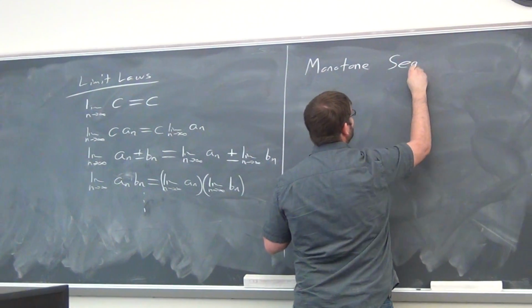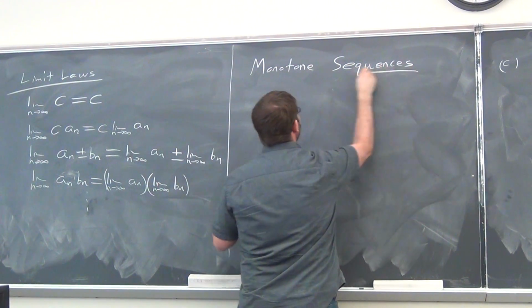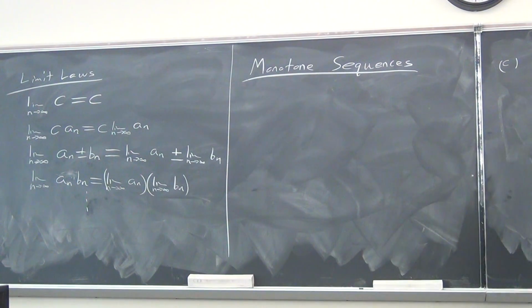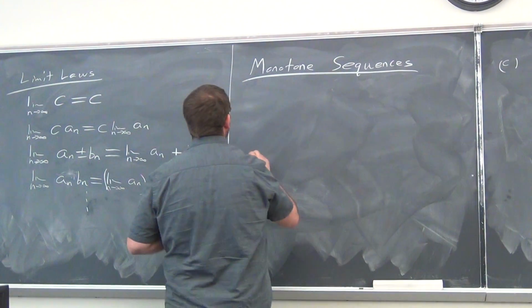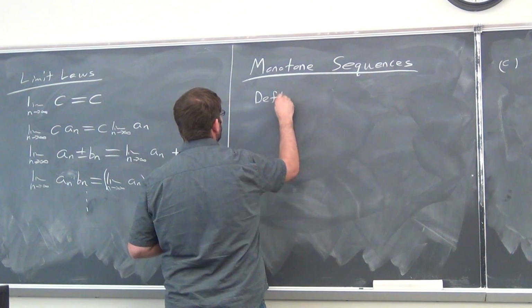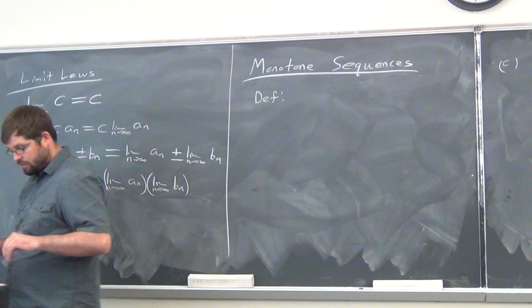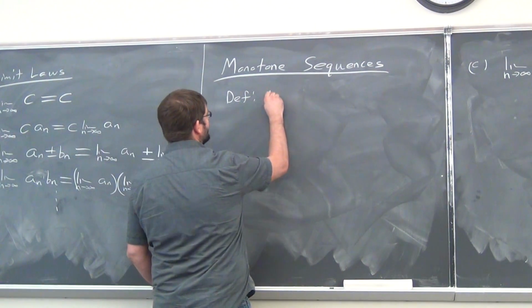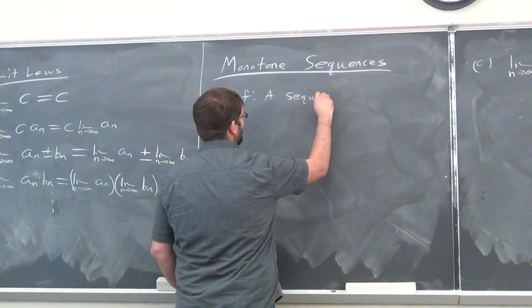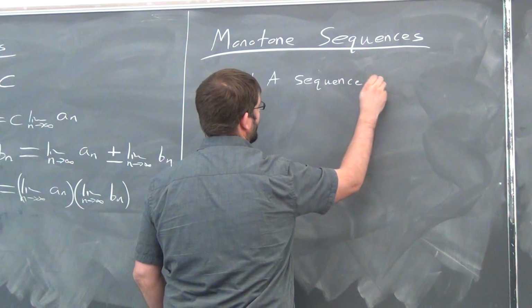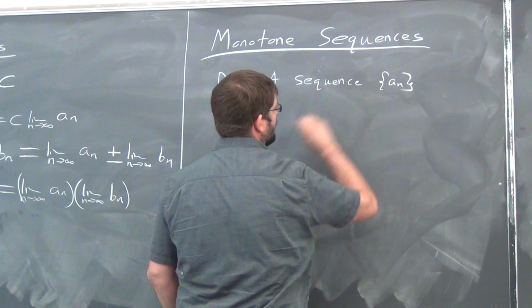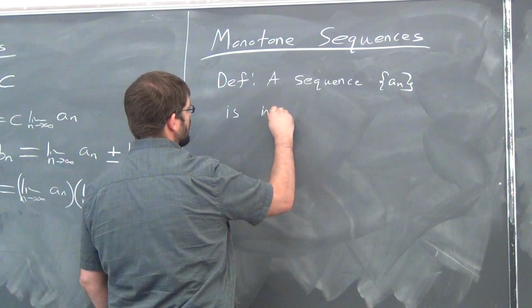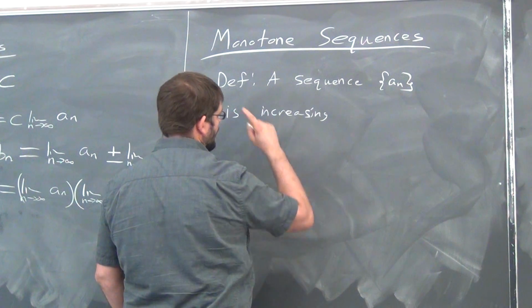So monotone sequences. This is something that you probably didn't cover a whole lot in Calc 1, so this might be maybe the first new thing. Let's define increasing first. So a sequence a sub n is increasing.